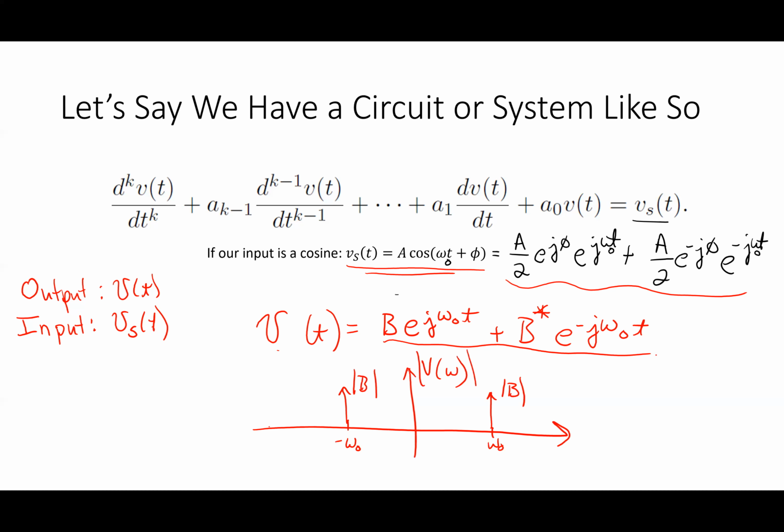And then also I should draw a graph for the angle, right? And what would I see for the graph of the angle? What would I see at omega naught? Well, I'd see whatever the angle of B is. What would I see at negative omega naught? Angle in the opposite direction, because it's the conjugate, right? So this would be negative angle B.